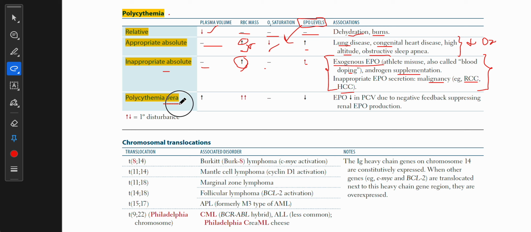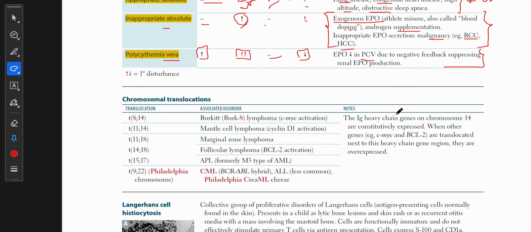In primary polycythemia, there is an increase in plasma volume, a maximum increase in RBC mass, normal oxygen saturation, and EPO levels are decreased. EPO levels are decreased in polycythemia vera due to negative feedback, as I had talked about earlier, suppressing renal EPO production.